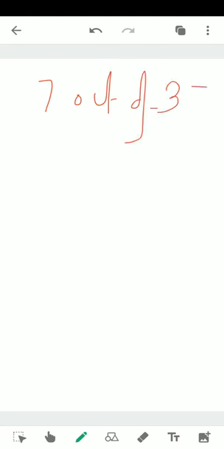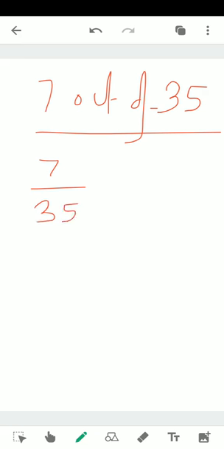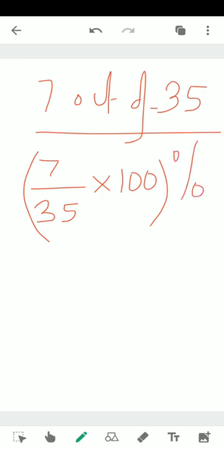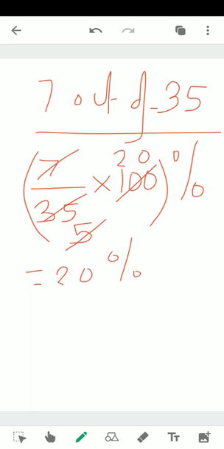So if someone comes and tells me 7 out of 35, what percent is 7 out of 35? What you can do in this case is make it a fraction, 7 by 35, multiply it by 100 and put the percentage sign. 7 1s are 7, 7 5s are 35, 5 20s are 100. So I can say that it is 20%. So 7 is nothing but 20% of 35. This is how we can make very good use of percent and percentage. I hope this is clear.